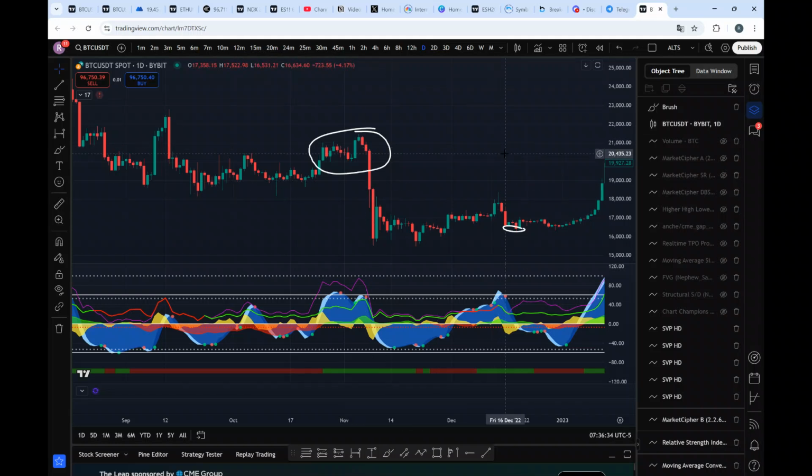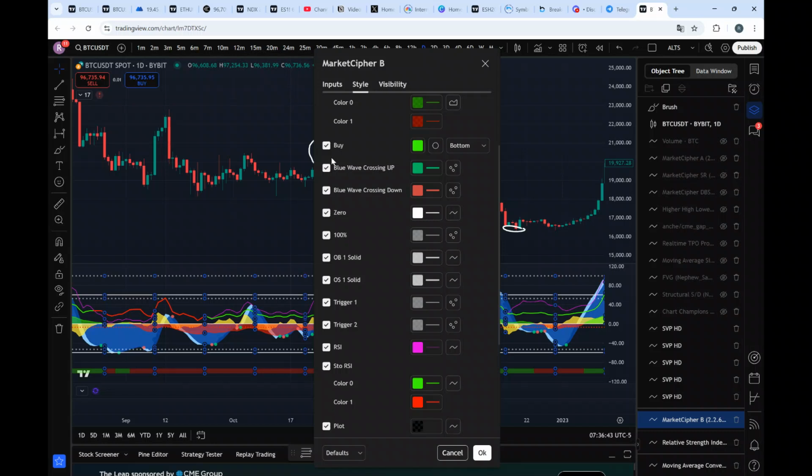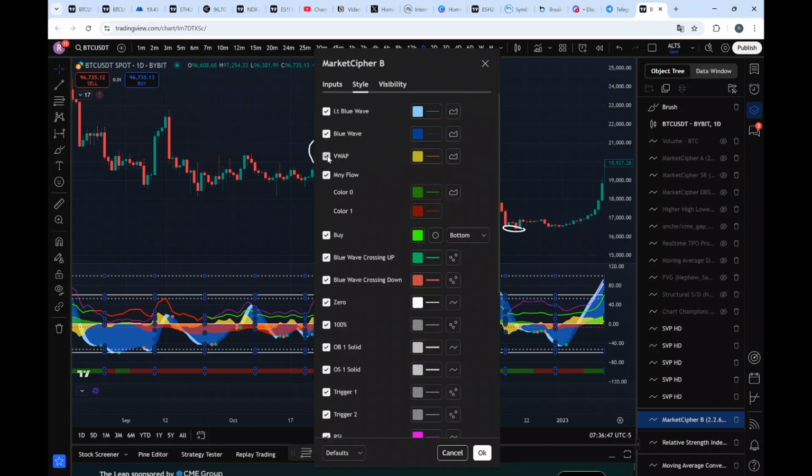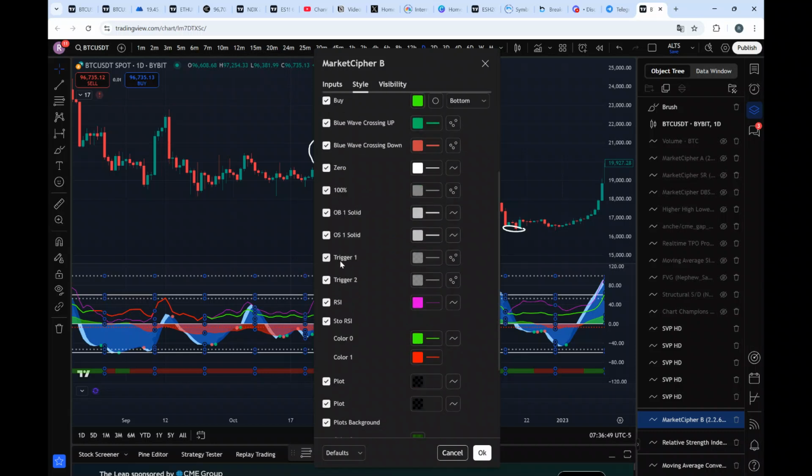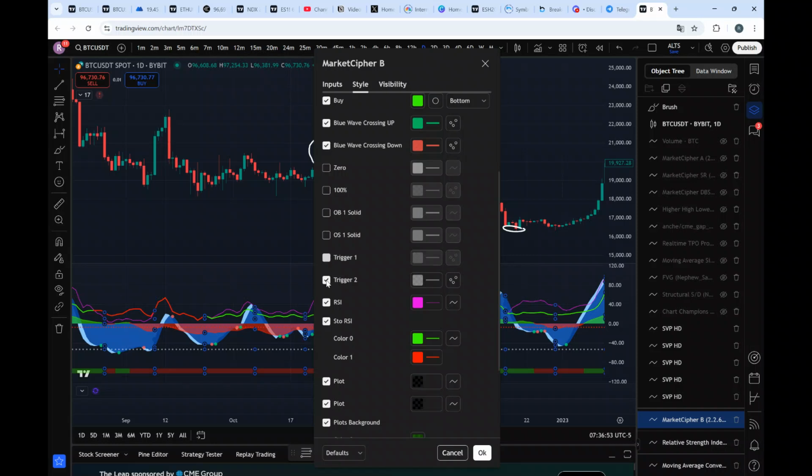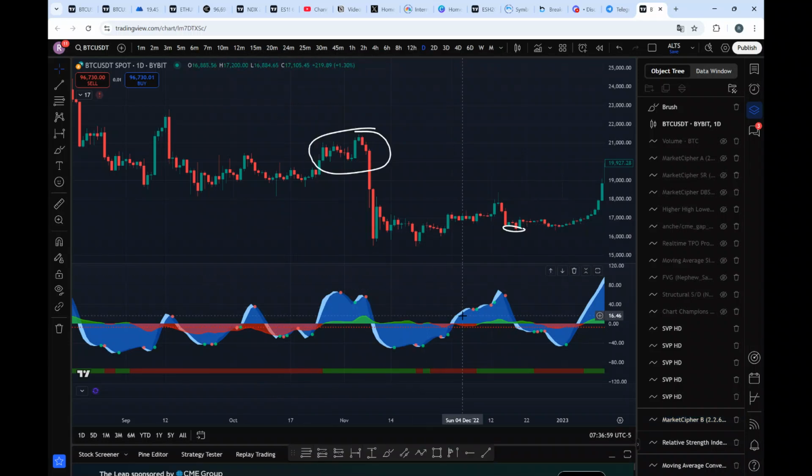The paid indicator is Market Cipher, and we're using Market Cipher B. That's the thing here at the bottom that you see with all the colors. I'm going to clean that up a little bit so that it is nicer to look at. We are going to take off the VWAP here, so this line. Yeah, I think this should do. So now you're only seeing blue waves and red and green.